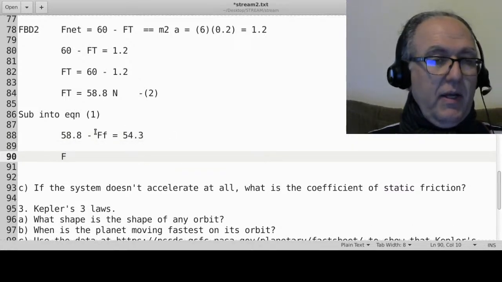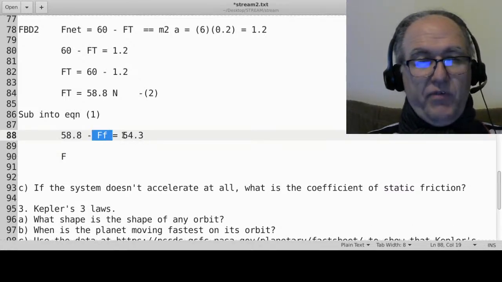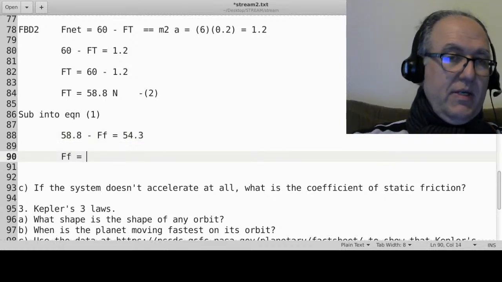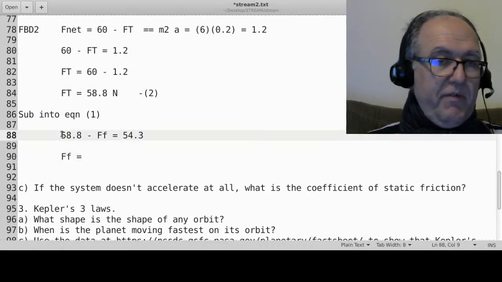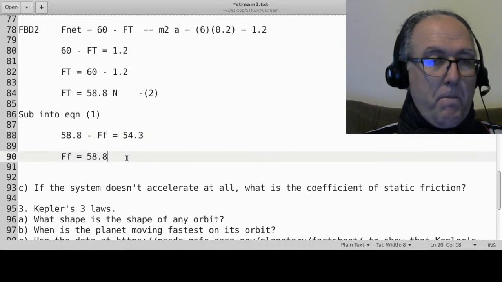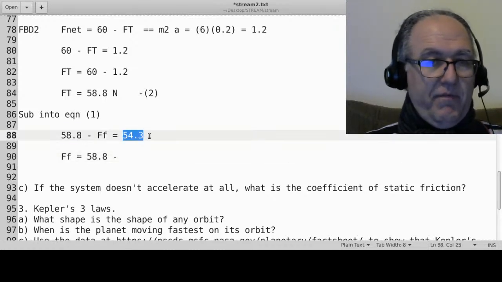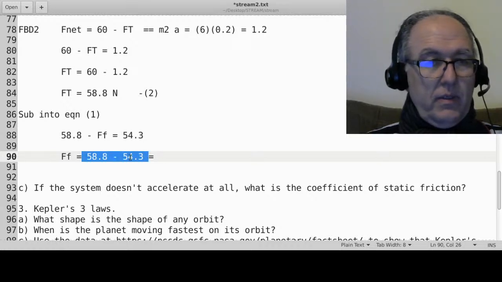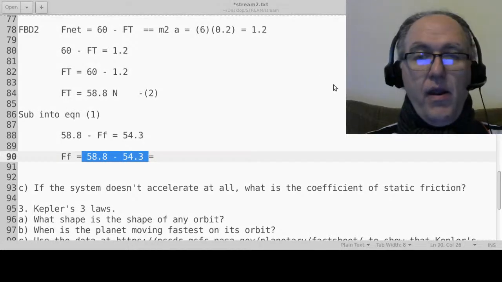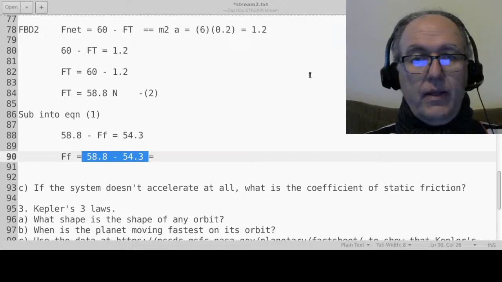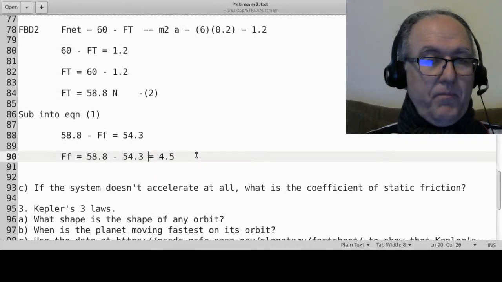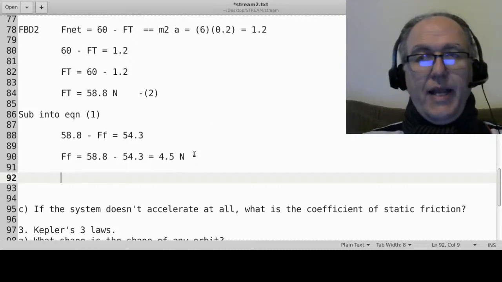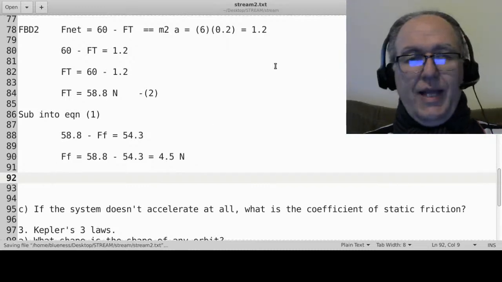So 58.8 minus the force of friction, Ff, is 54.3. And so Ff is going to equal 58.8 minus 54.3, which is going to equal 4.5 newtons. Okay, and there we go, we've got the force of friction. Now, we almost answered the question, not quite.